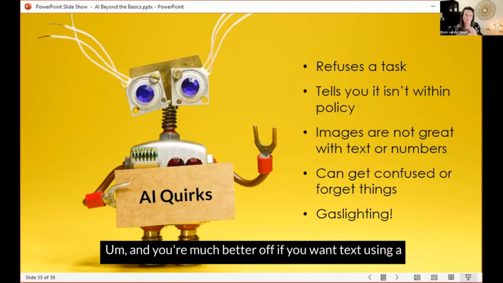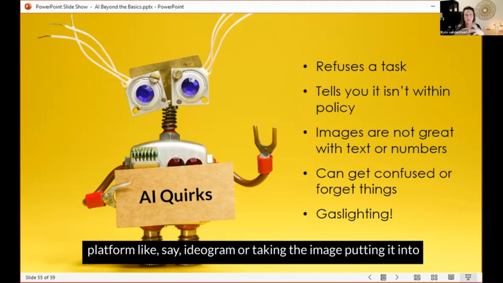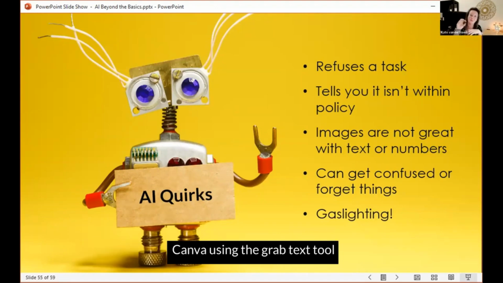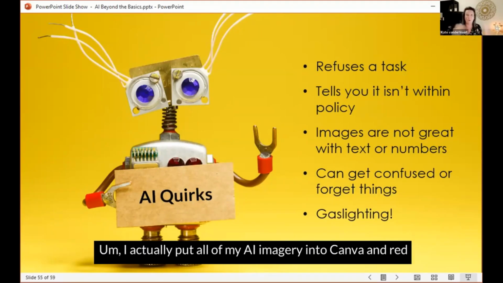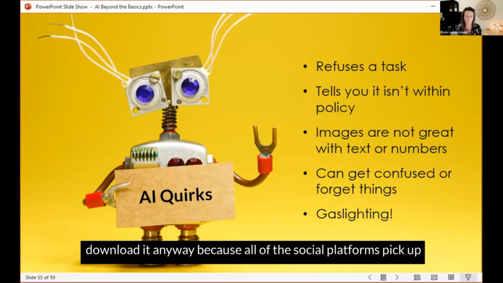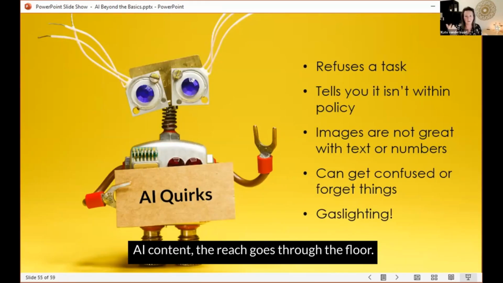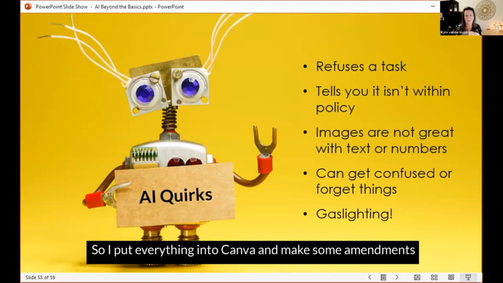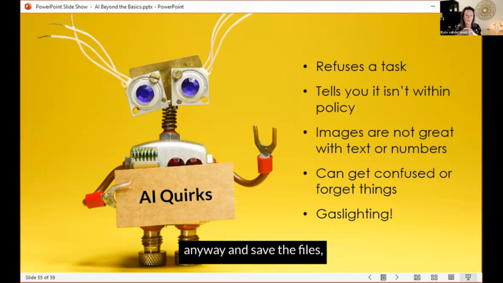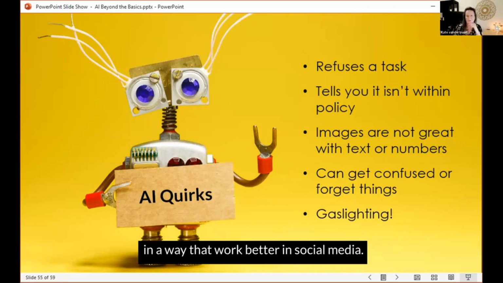You're much better off, if you want text, using a platform like Ideogram, or taking the image, putting it into Canva, using the grab text tool, and then editing the text in Canva. I actually put all of my AI imagery into Canva and re-download it anyway, because all of the social platforms pick up AI content. The reach goes through the floor. So I put everything into Canva and make some amendments anyway, and save the files in a way that works better in social media.